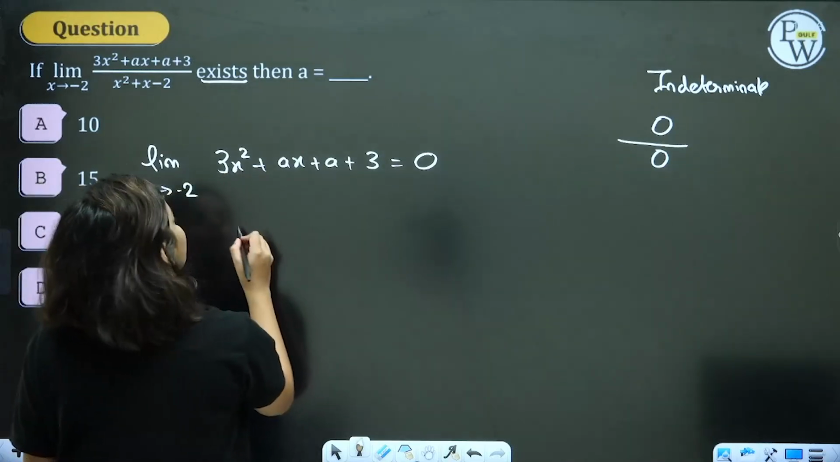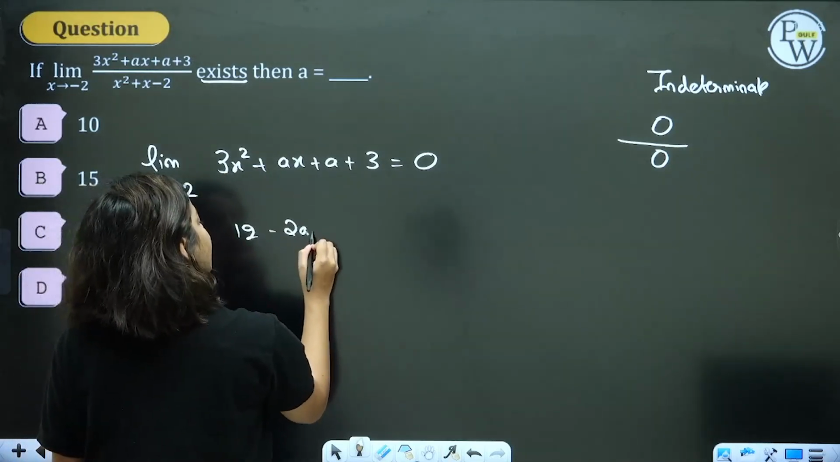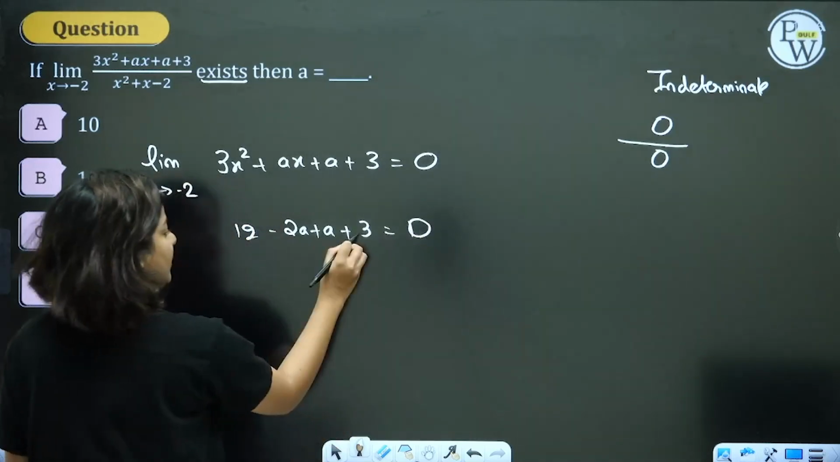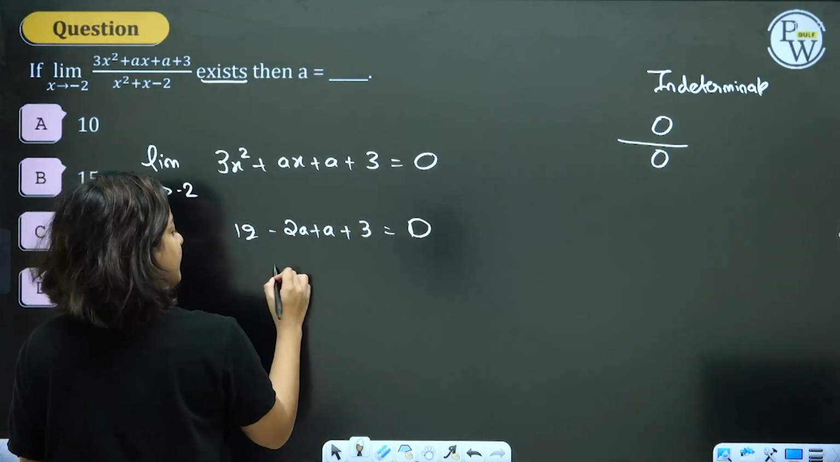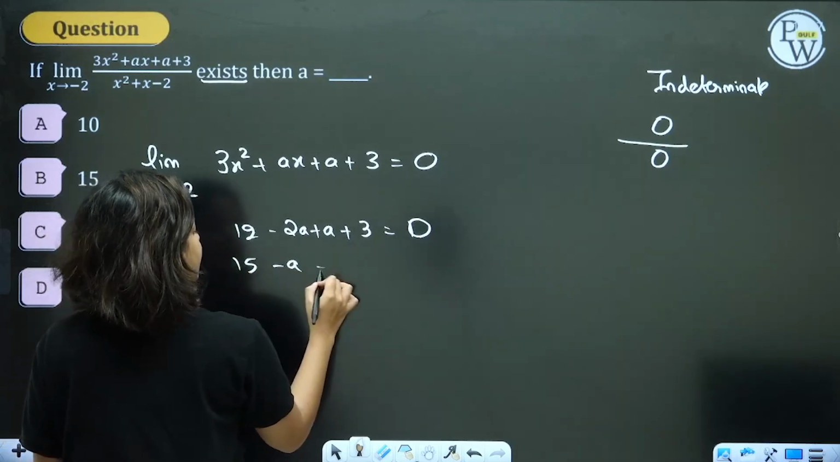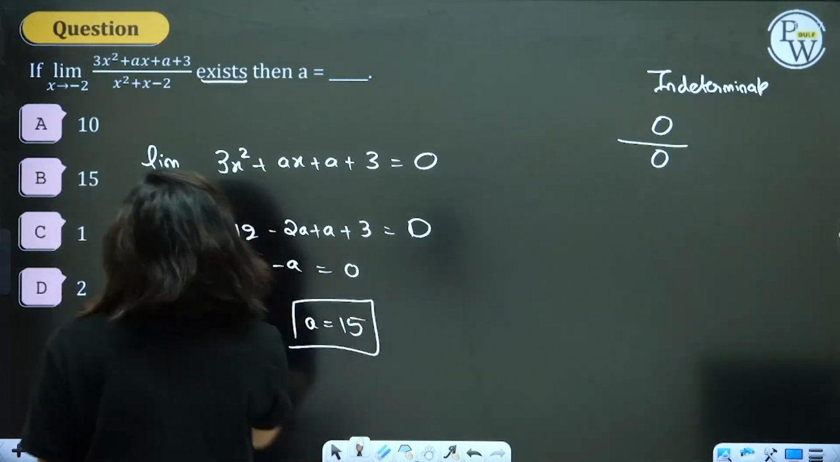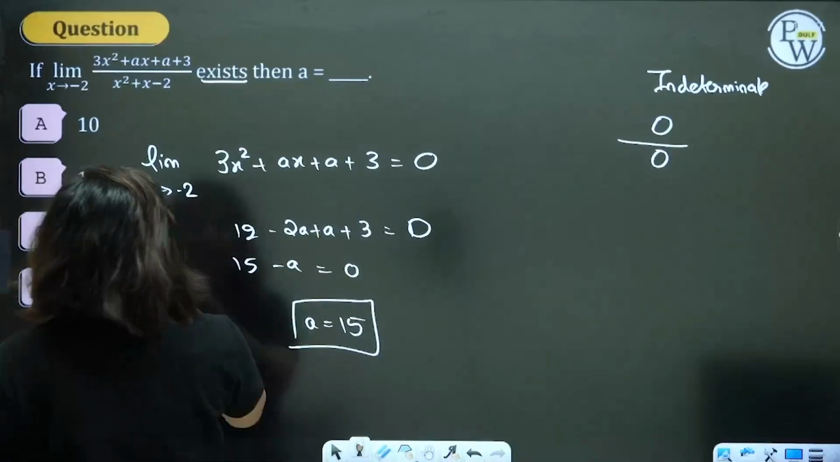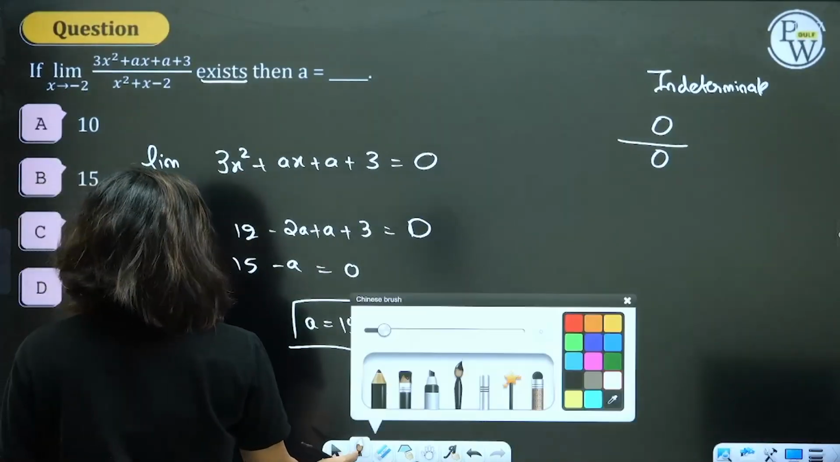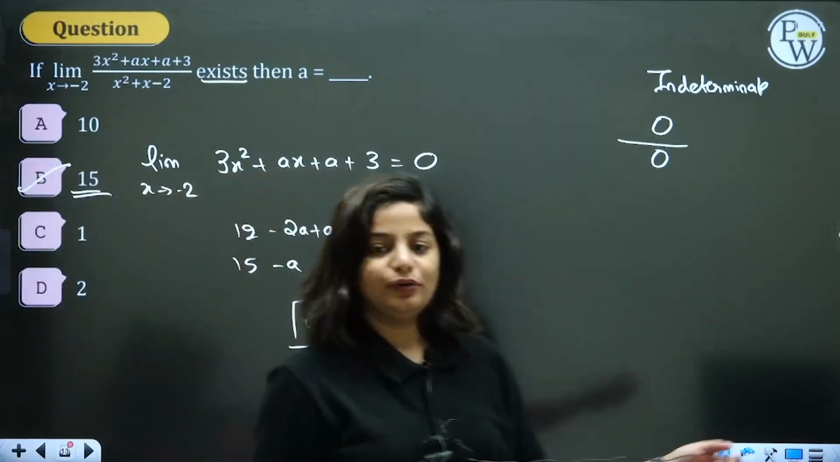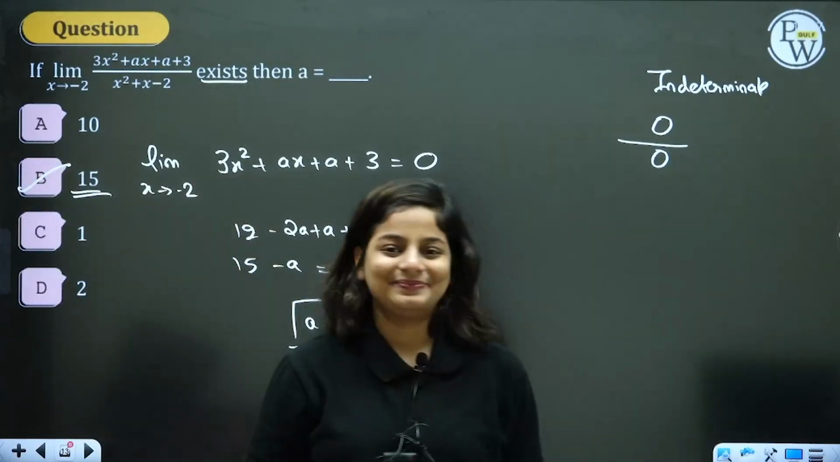2 square 4, 3 fours are 12, minus 2a plus a plus 3 equal to 0. 12 plus 3 is 15, and minus 2a plus a is minus a. 15 minus a equal to 0, a is equal to 15. That is the answer to this question. a equal to 15 is the answer.